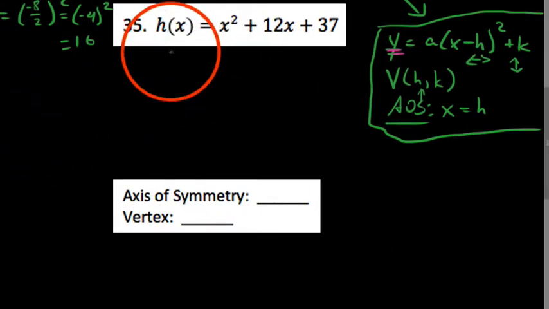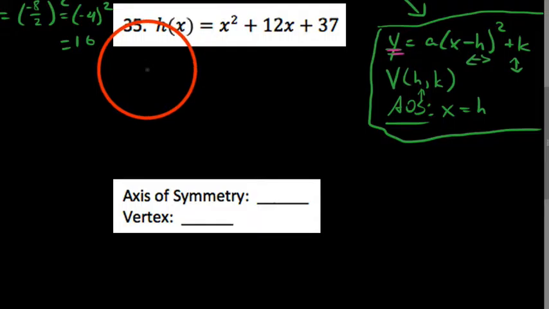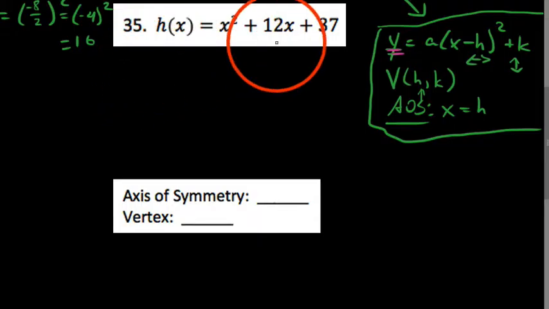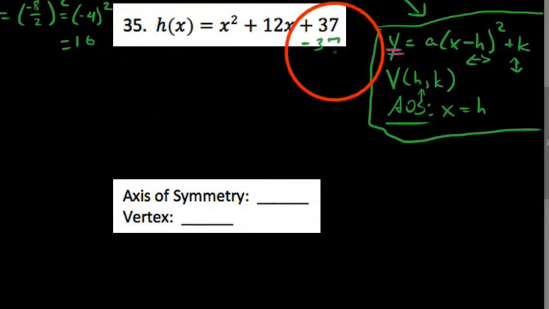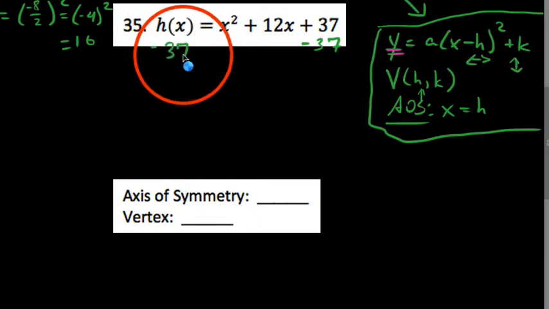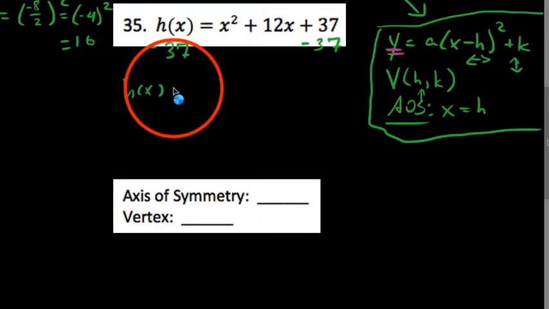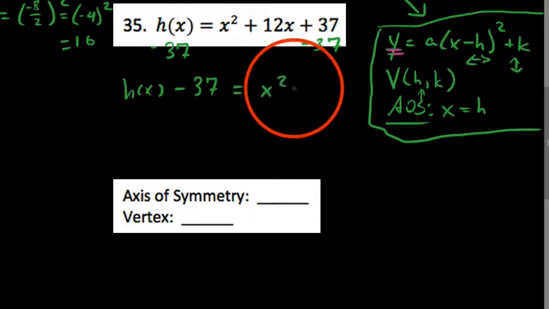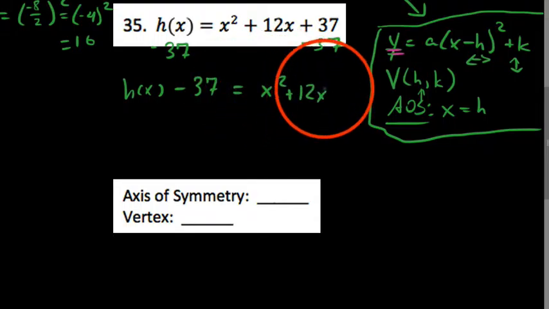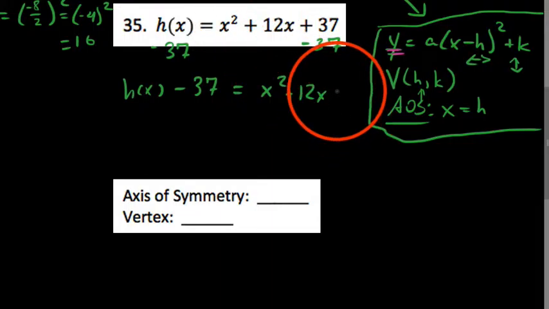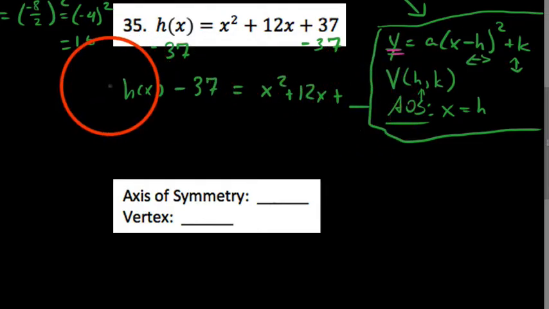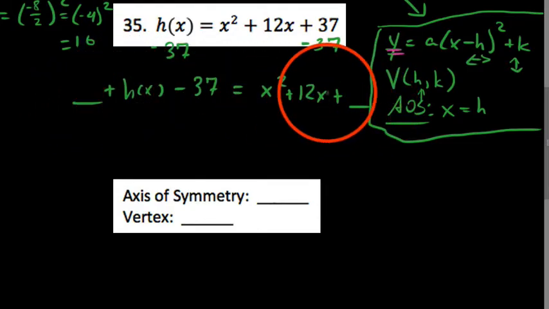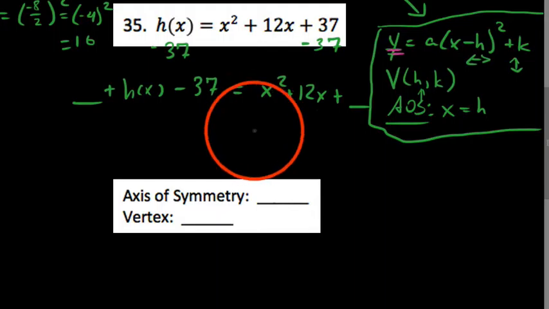So let's try this again here. I've switched the name of our function to h of x, not that that matters very much. But the first thing we want to do is subtract this 37 from both sides. So we end up with h of x minus 37 equaling this x squared plus 12x on the right. So the question is, what would we rather have as our constant to make this into a perfect square trinomial? And again, it's always going to be half of our middle term, squared.